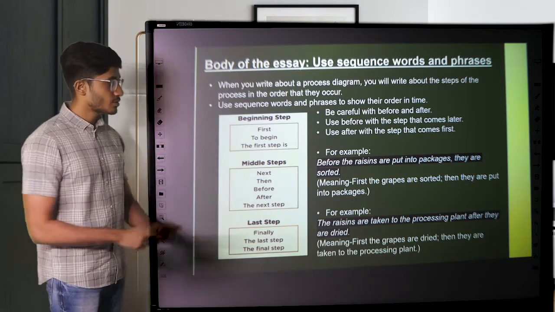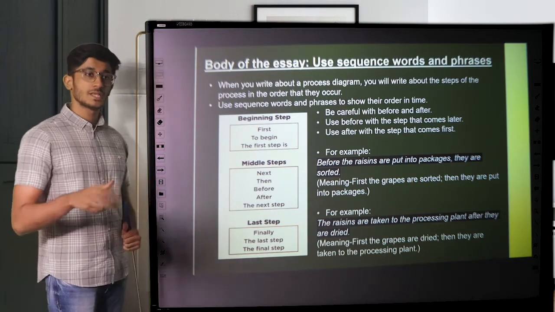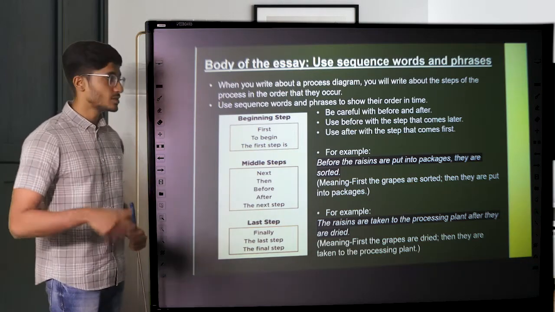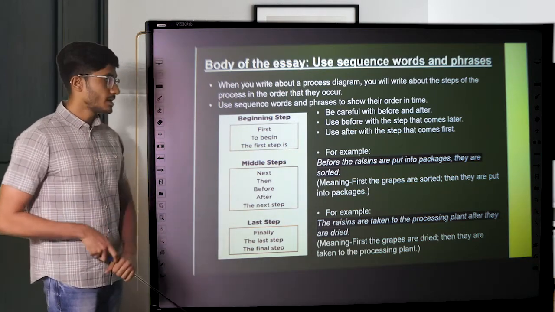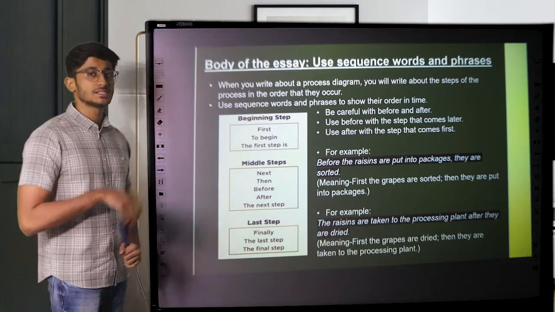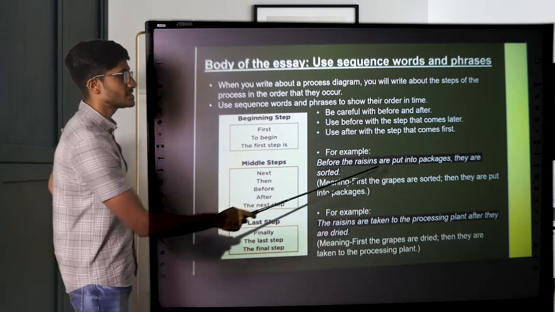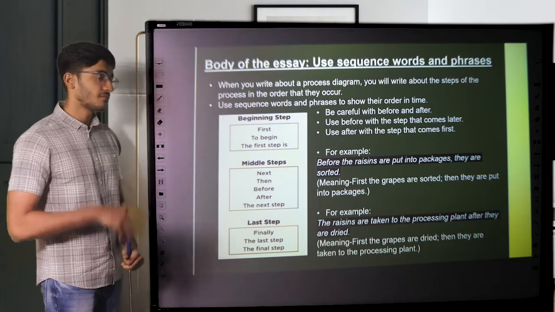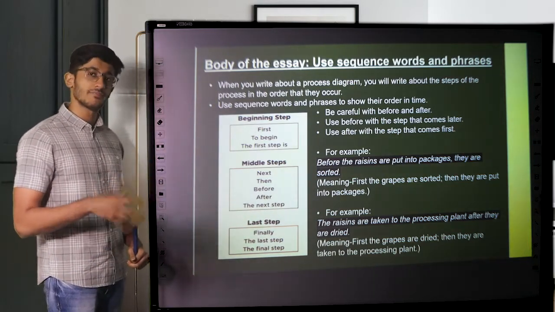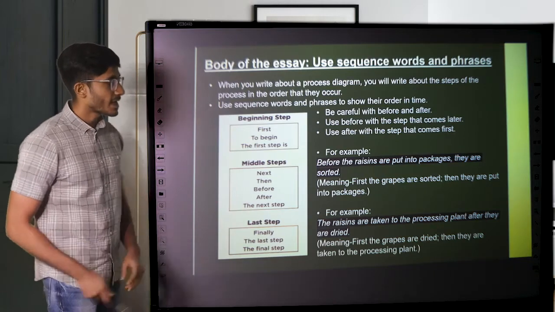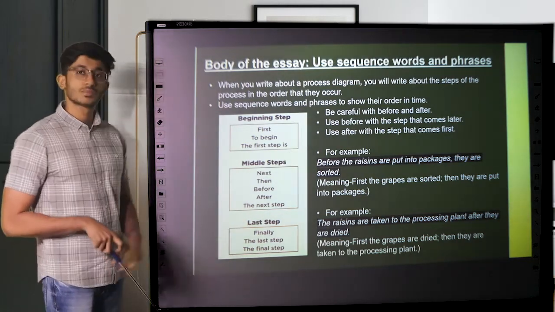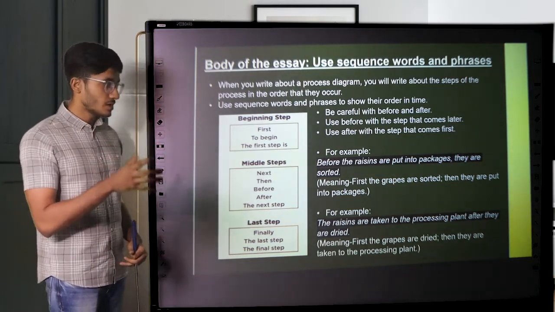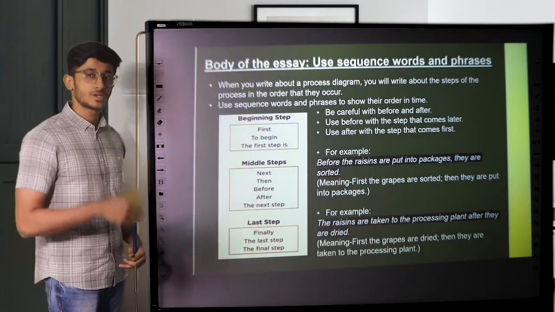So when you use the word before, you have to mention the following step, which is packaging, and then mention the current step. So before the raisins are put into packages, they are sorted, meaning that first the grapes are sorted and then they are packaged. And when you're using after, you have to mention the step that comes first.